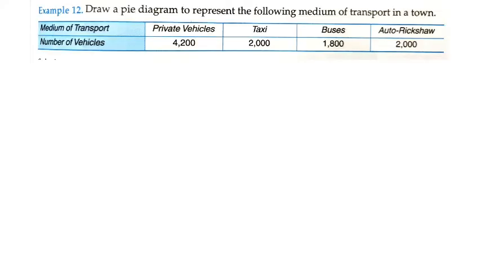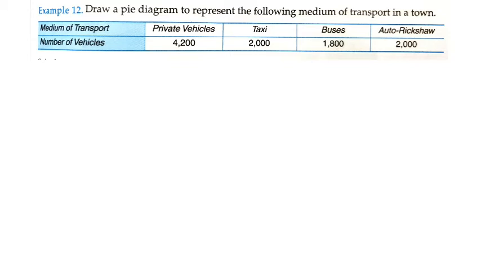Now let's come to the new question. In this question you have been given the medium of transport and the number of vehicles. The mediums of transport are private vehicles, taxis, buses, and auto rickshaws, and the number of vehicles for private vehicles are 4200, for taxis 2000, for buses 1800, and auto rickshaws 2000.